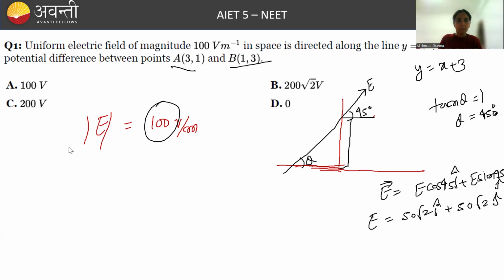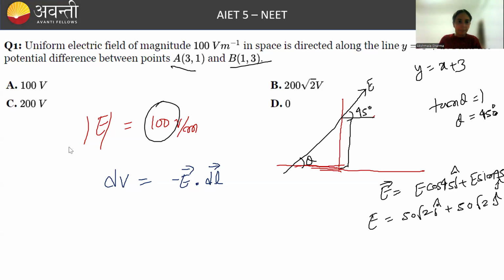So we are given 2 points, A (3, 1) and B (1, 3). Done. And we have to calculate the potential difference. What is the formula for potential difference calculation if the electric field relation is known? So there is one relation, dV is equal to minus E dot dl. Minus E dot dl. So if you look here, the potential difference between point A (3, 1) and B (1, 3). So let's plot these 2 points and see how we can use this.